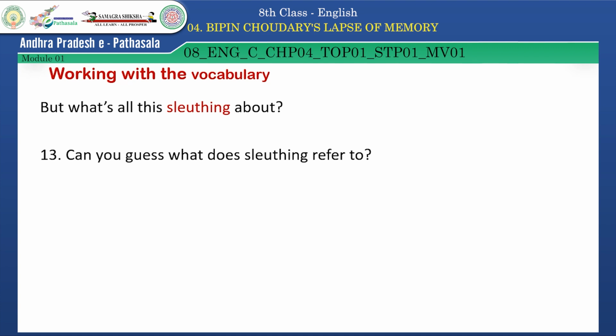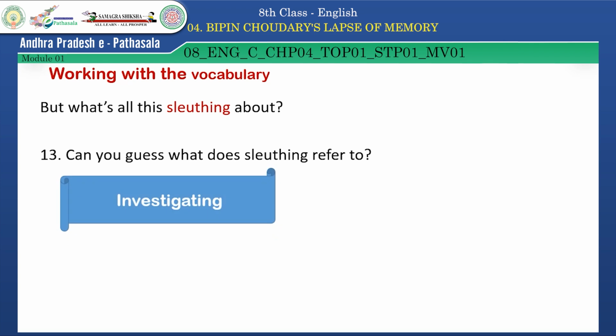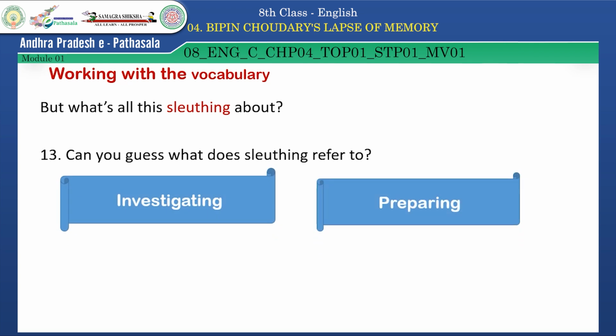Sleuthing about? Dinesh said to Bipin. Right? Can you guess what does sleuthing about here? Investigating? Preparing? So, what we have to guess? So, Bipin is asking so many questions to Dinesh. Then Dinesh said, what's all this sleuthing about? Then the right answer is investigating. Congratulations.